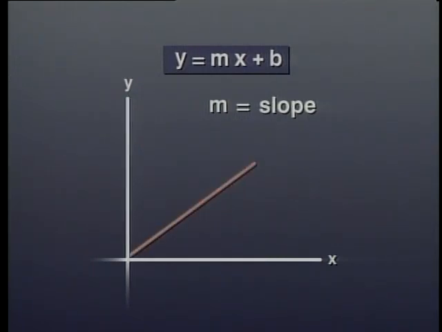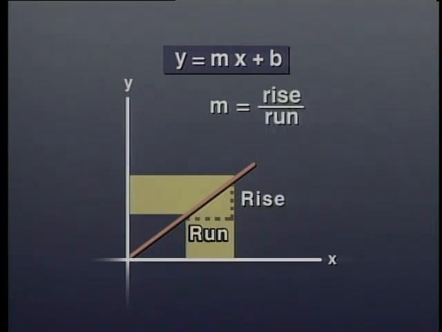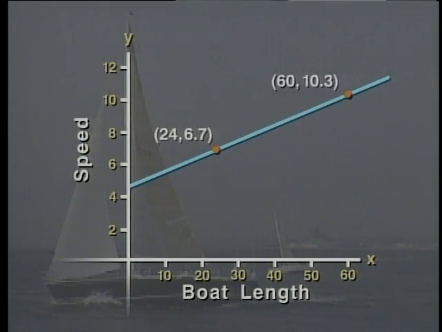Mathematically, the slope is the rate of change between the two variables. The slope tells you how much the y variable changes for a corresponding change in the x variable. So the slope of a line is the change in y divided by the change in x, or rise over run. You can find the slope of any line as long as you know the values of 2 points on the line. For this line describing hull speed, we know the coordinates for 2 points, (60, 10.3) and (24, 6.7).